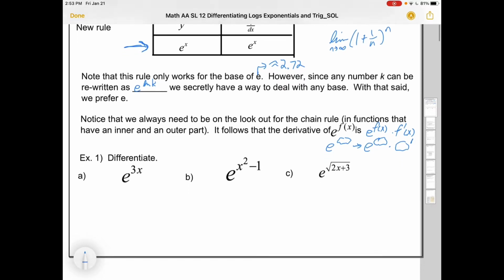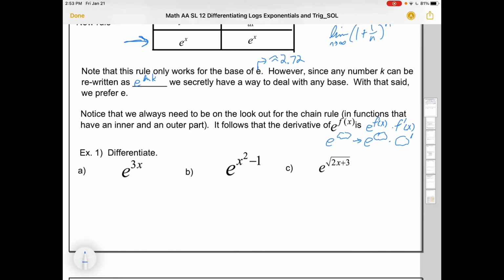So let's differentiate a few. Okay, e to the x is just going to be e to the x. So let's think about this one. y equals e to the 3x. So that's e to the glob. The derivative will be e to the same glob times the derivative. So it's like the outer part of this is the e to the 3x, and the inner part is the 3x. So that means we have e to the 3x times the derivative of 3x, which is 3. In other words, 3e to the 3x.